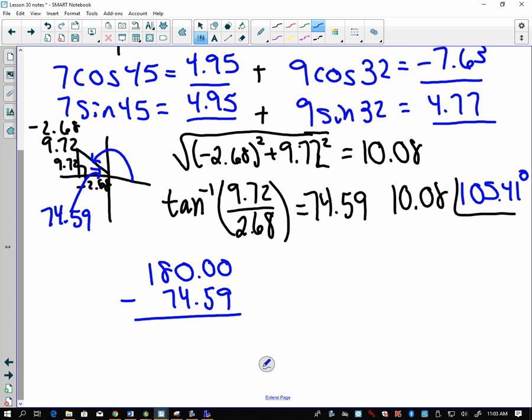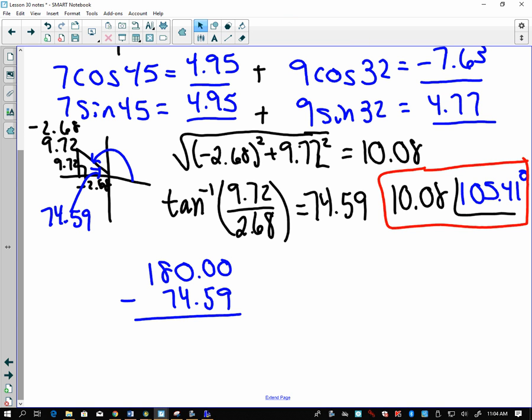105.41 degrees. Do we understand why? If your resultant is in the first quadrant, you're fine. But if I wind up in a different quadrant, I have to know the positive degrees from the initial side all the way around to that terminal side, whichever quadrant it's in. Does that make sense? Does everybody understand? Okay.